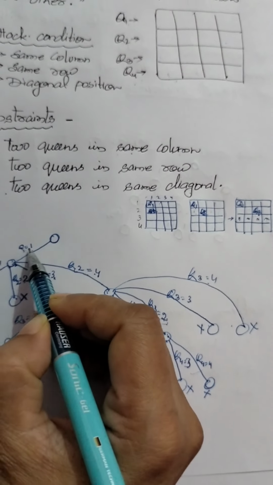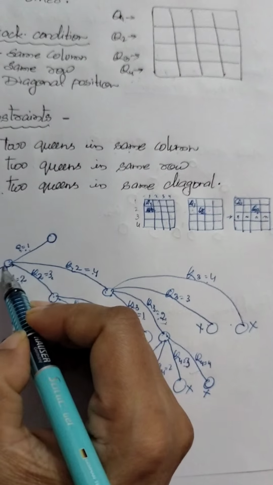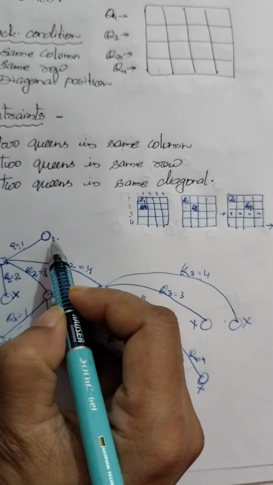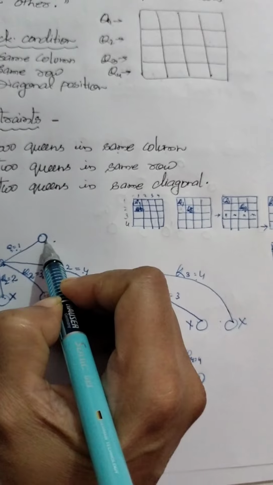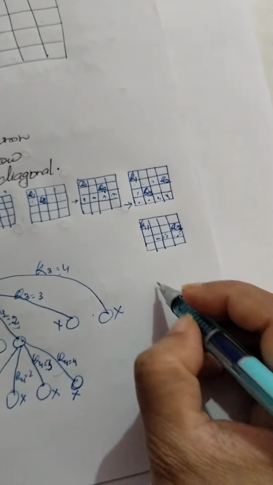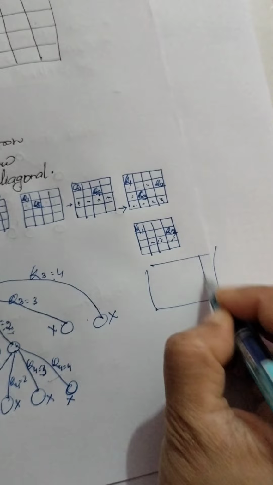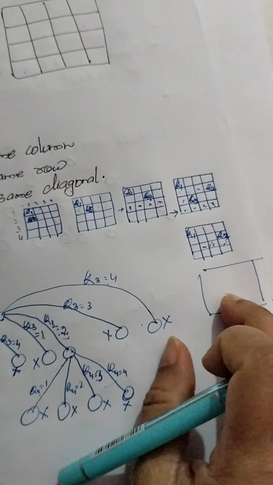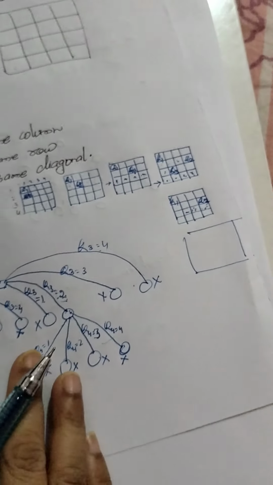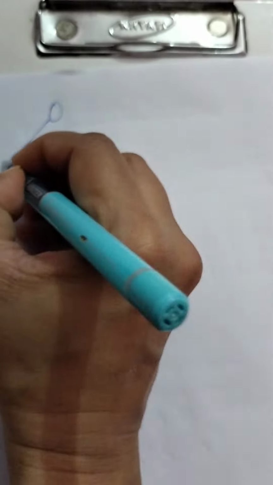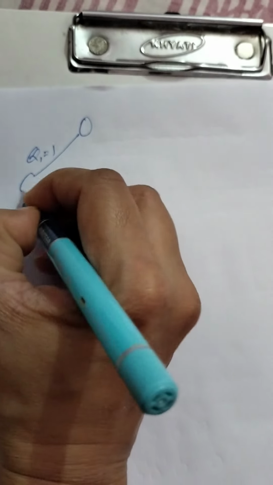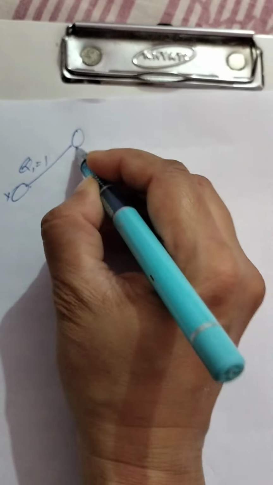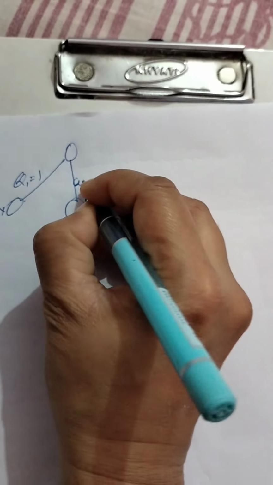So remove Q1. That means remove Q1, go one step back. That means we are again at the starting position. Now remove Q1, this Q1. I am starting from the next page. That is again, this path we have come from backward. Now we have checked for Q1 equals to 2.